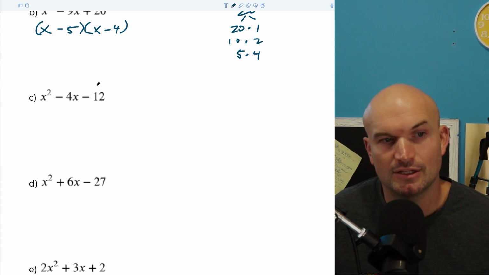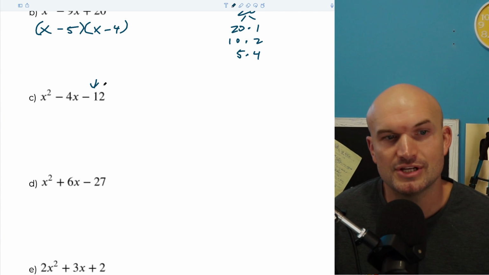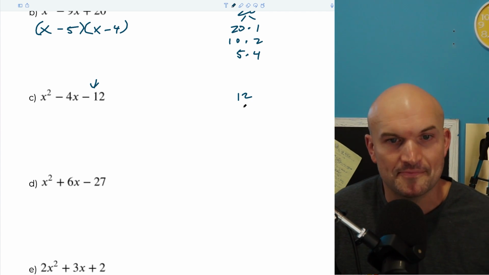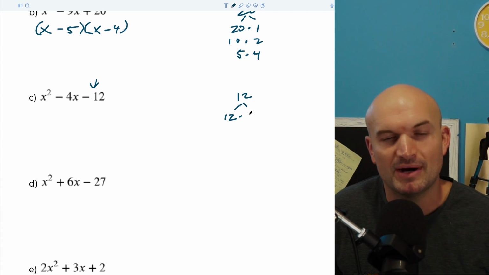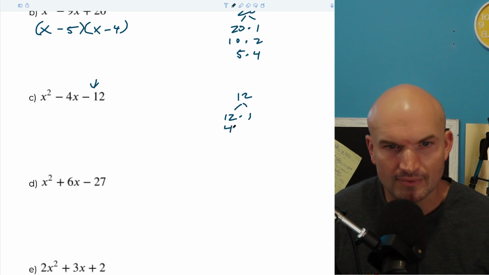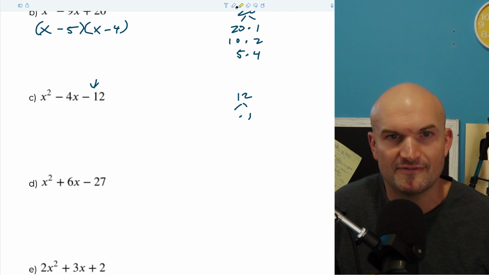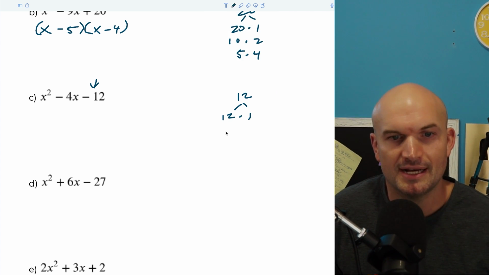The reason this is going to get a little tricky is that now my last term is negative. So when you think about the numbers that multiply to give you negative 12, a negative means one factor is positive and one factor is negative. I still want to write down everything, but I'm not going to write all the versions. I'm just going to write down the factors, and we'll deal with the positives and negatives later. So I have 12 times 1, I could do 6 times 2, or I could do 4 times 3.